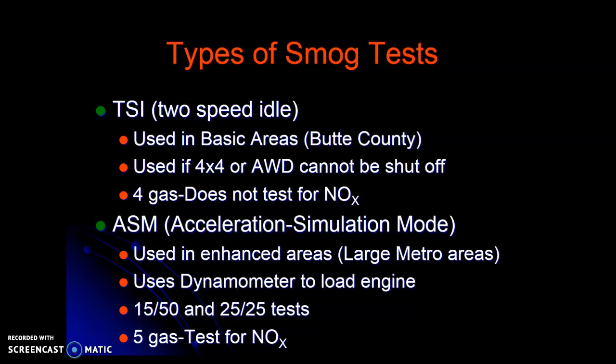On a TSI, 2-speed idle system from 99 and older, which is called a BAR 97, you would actually put a probe into the exhaust pipe, and at idle and 2500 RPMs, they would check emissions, and they would check for certain gases we'll talk about in a minute. You would also do a TSI if you were in an enhanced area, but you had a 4-wheel drive or all-wheel drive that can't be deactivated, because those vehicles have to be tested on a dyno, which we'll get to in a second. So if your car had a 4-wheel drive or all-wheel drive that cannot be shut off or deactivated, you would do a TSI, even if you're in an enhanced area.